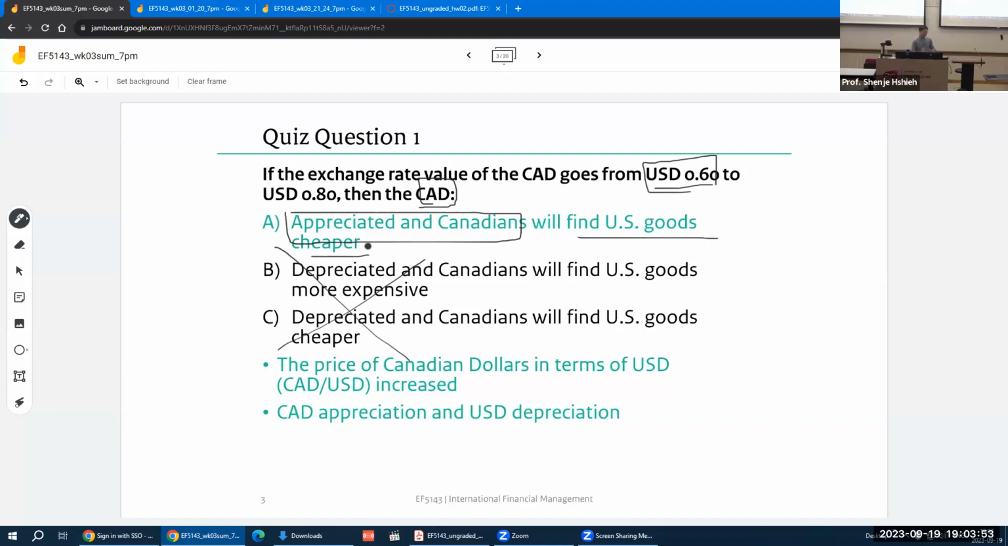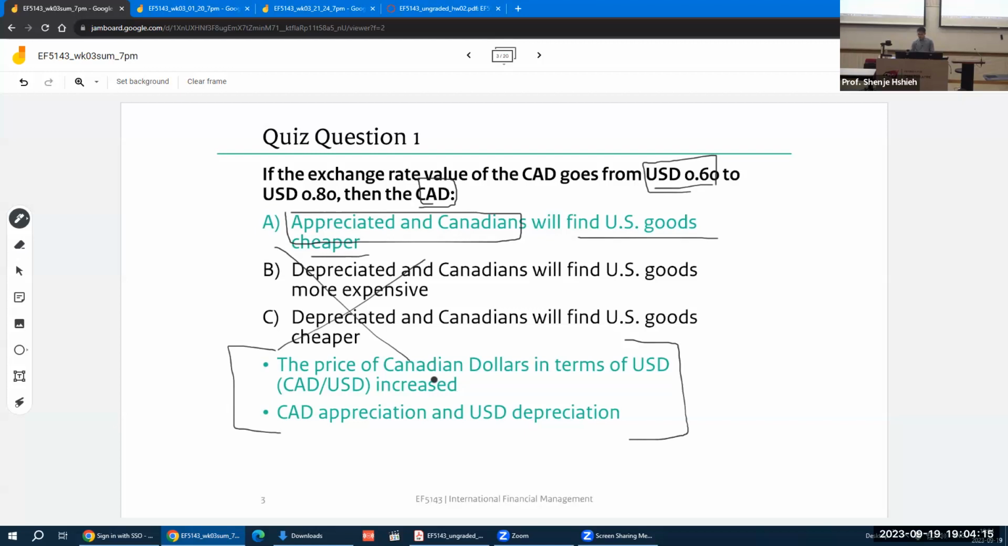Yes, if goods and services denominated in US dollars stay the same, given this exchange rate change, then of course you can buy more with the same amount of Canadian dollars than before, right? It's as if your currency became stronger, I mean, in real terms. Yes. All right. So that's summarized with these 2 points.